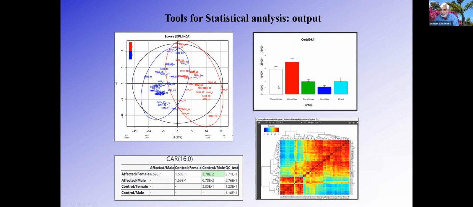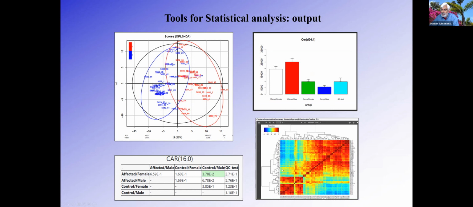And this is affected metabolites. This is ceramide 34:1. You can see affected metabolite in female and male, control in female and male, and QC test, quality control test. You can do all of that. You can present them as numerical values with p-values.